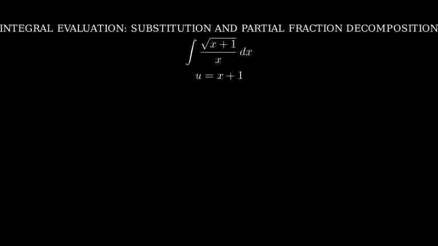Notice the square root in the numerator. A good substitution is to let u equal x plus 1. Then we have the square root of x plus 1 equals the square root of u, and as a result, x equals u minus 1.